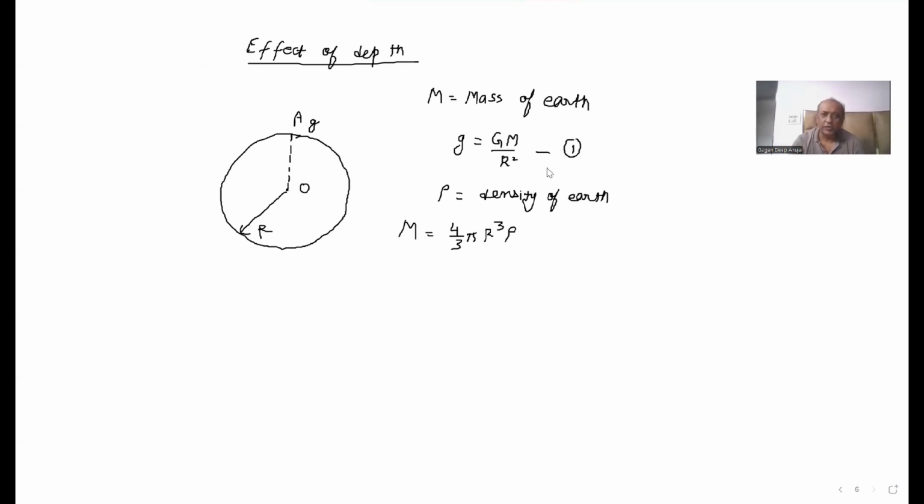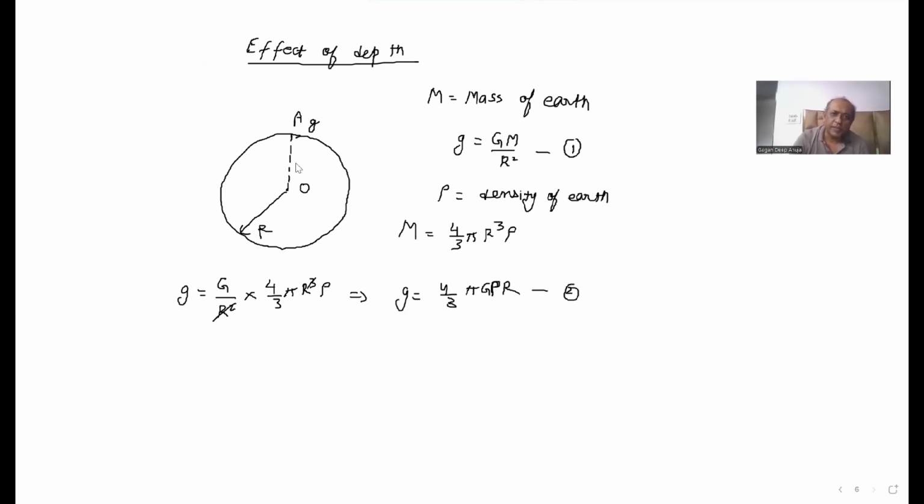So if I put this value in equation number 1, what I will get is small g is equal to capital G divided by R square multiplied by mass, and mass is 4 by 3 pi R cube into rho. So this R square will get cancelled with this R cube. What we are left with is small g is equal to 4 by 3 pi G rho R. Let's say this is equation number 2. This relation we have found earlier also. We said that if density is kept constant, then small g is directly proportional to R.